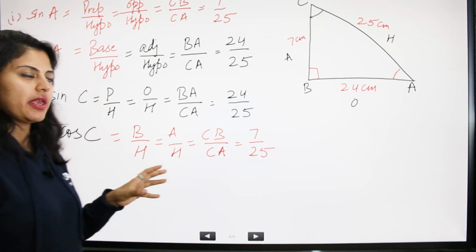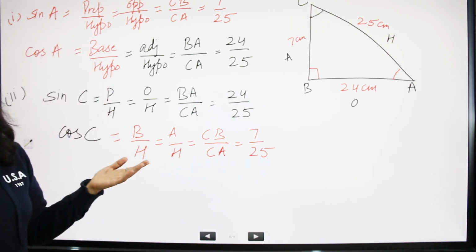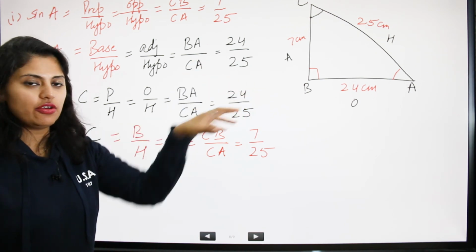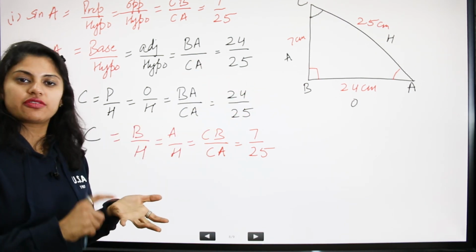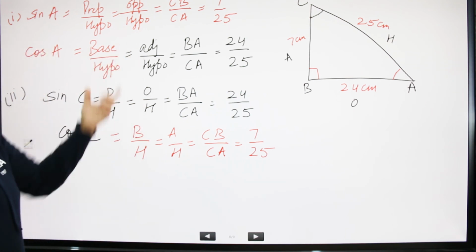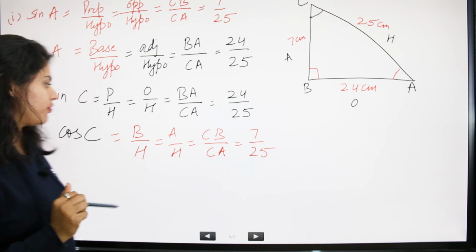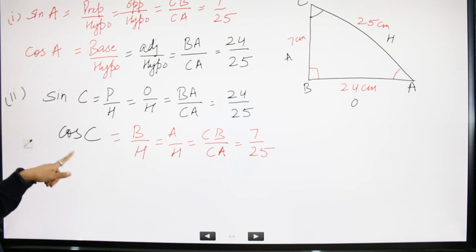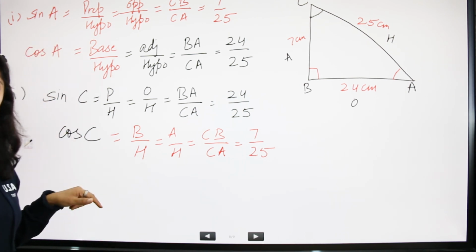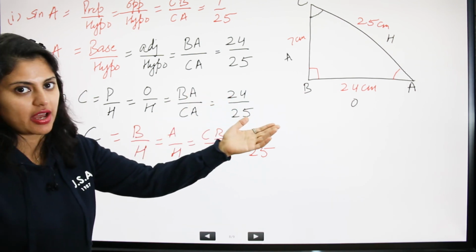So in this way you will be able to find all the different values. If you have been given the other values, you can find tan, secant, cosecant and cot as well. So this is the way. Just always remember which angle they are asking for. Are they asking for angle A or angle C? You need to check with the angles, and similarly you are supposed to find the values.